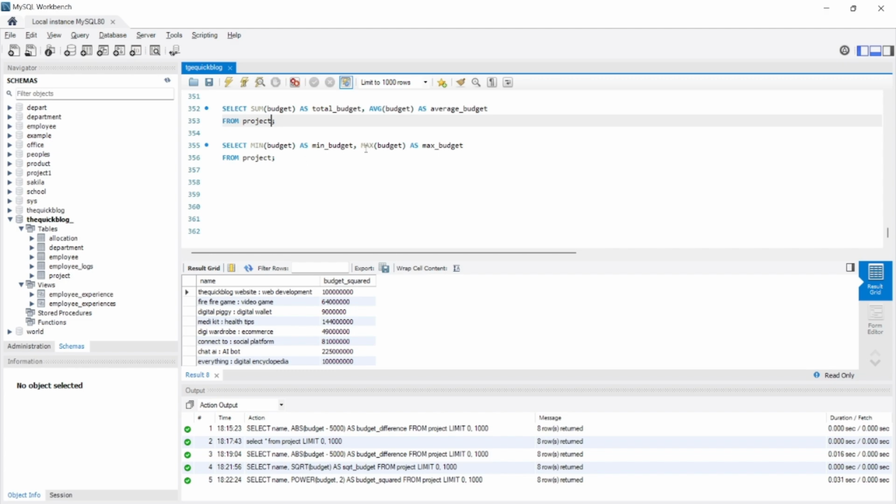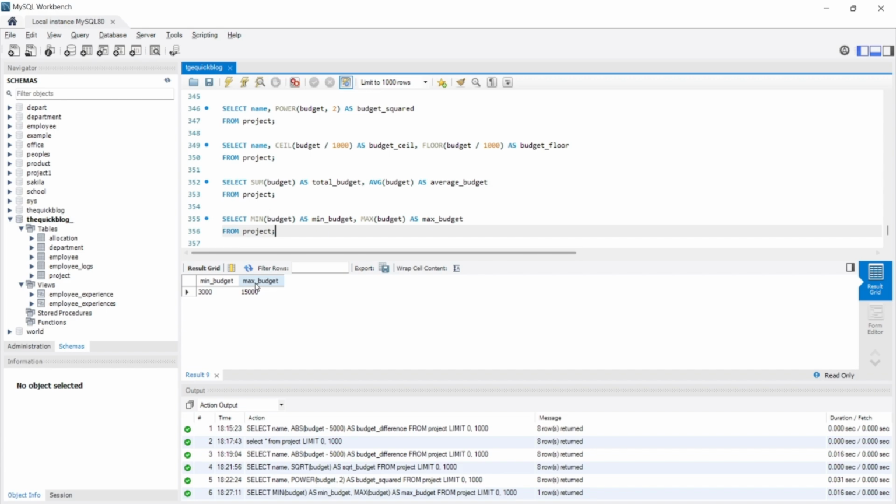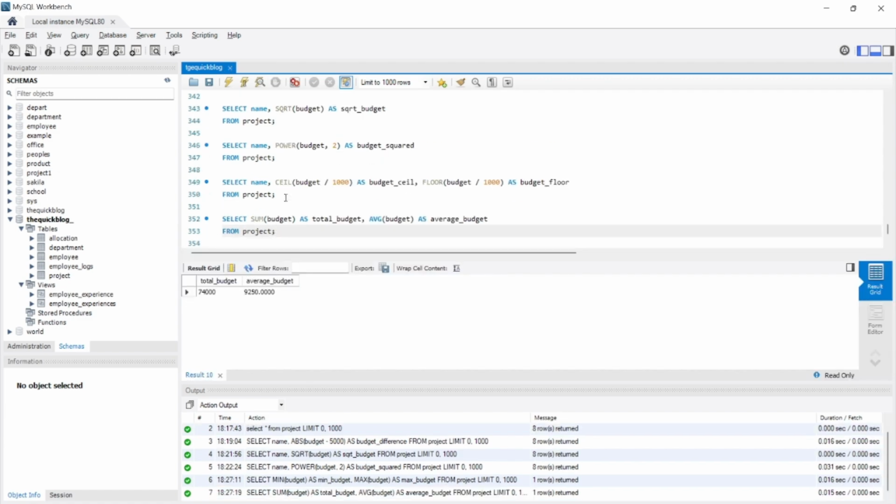And we have the MAX, that is used to find the maximum budget in the field budget. Okay, let's execute this and let's see. We have the minimum budget as 3,000 and maximum budget as 15,000. And in the SUM, we find the total budget as 74,000 and average as 9,250.